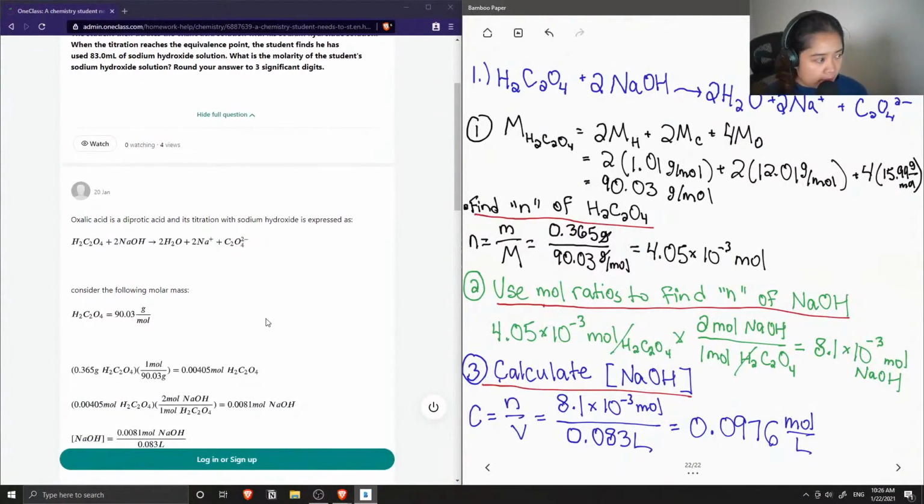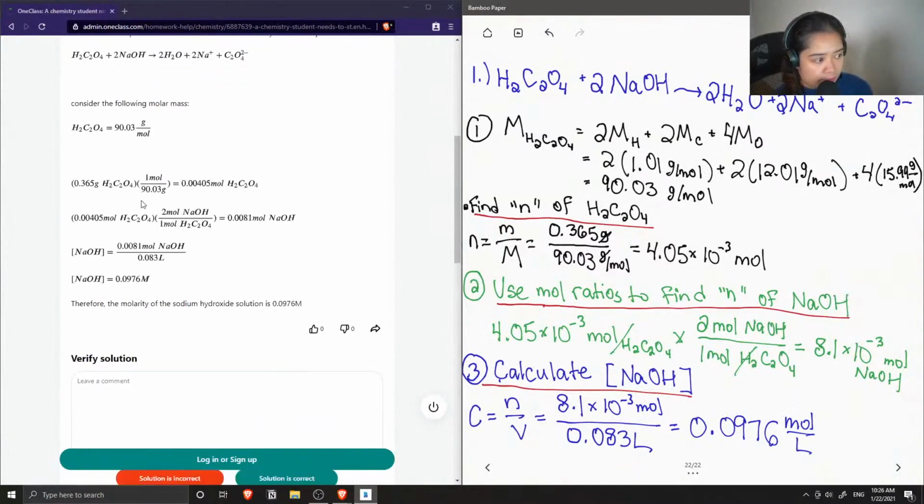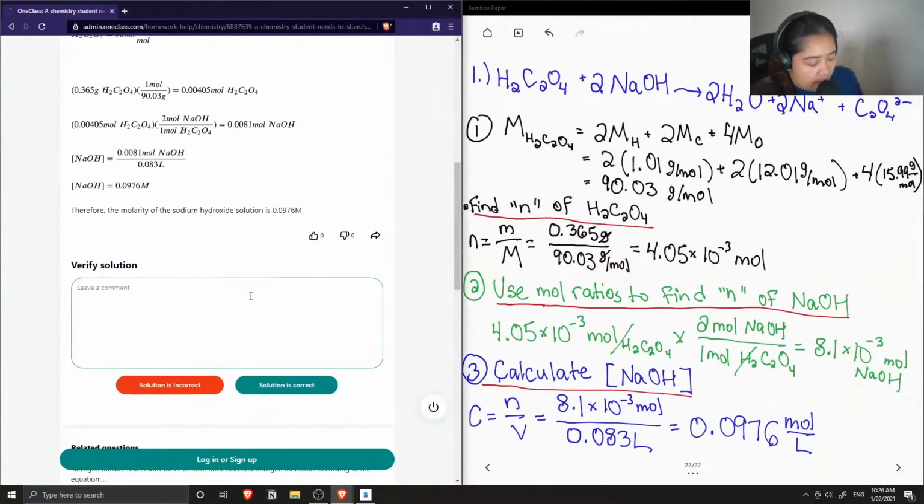So the junior tutor said that oxalic acid is a diprotic acid, and its titration with sodium hydroxide is expressed as the following. Yep. So they found the molar mass of oxalic acid, and then they found the number of moles of oxalic acid, 0.00405. Yep. And then they used the mole ratios to find the moles of sodium hydroxide, and from there we're able to calculate the concentration, and they got the same answer. So this solution is correct.